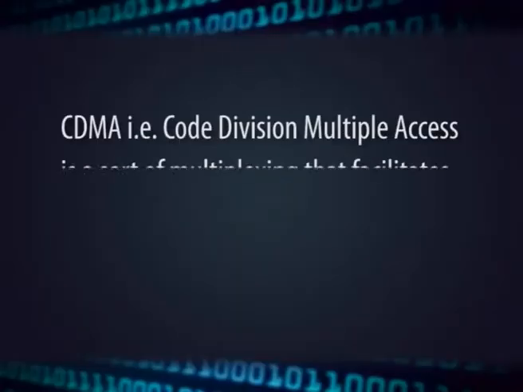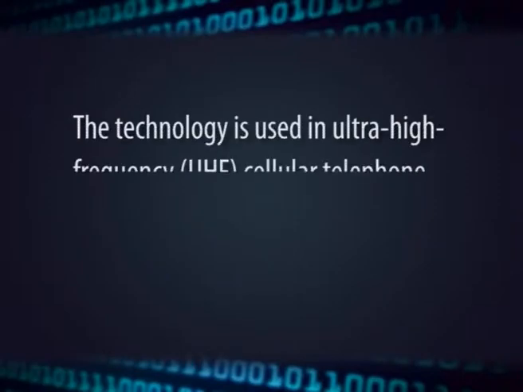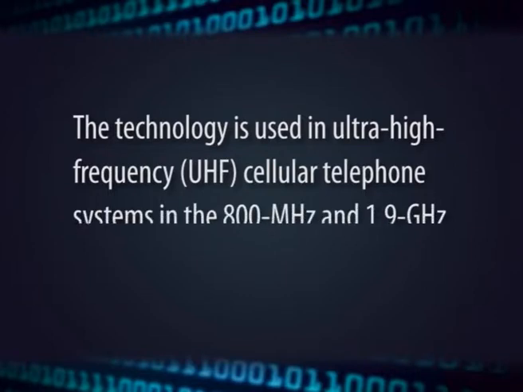CDMA, code division multiple access, is a sort of multiplexing that facilitates various signals to occupy a single transmission channel. It optimizes the use of available bandwidth. The technology is used in ultra-high frequency, UHF, cellular telephone systems in the 800 MHz and 1.9 GHz band. CDMA assigns unique codes to each communication to differentiate it from others in the same spectrum. In a world of finite spectrum resources, CDMA enables many more people to share the airwaves at the same time than do alternative technologies.